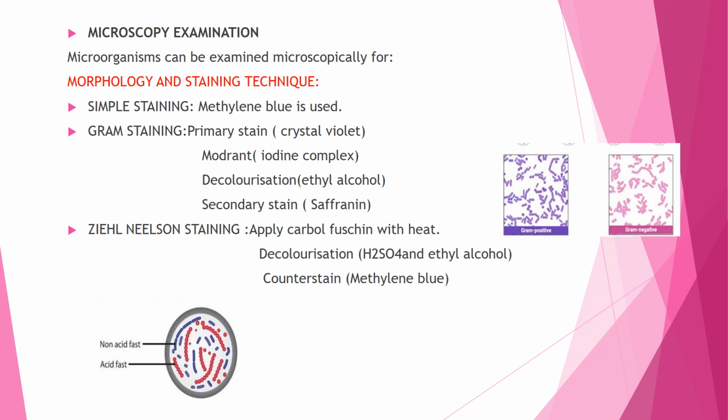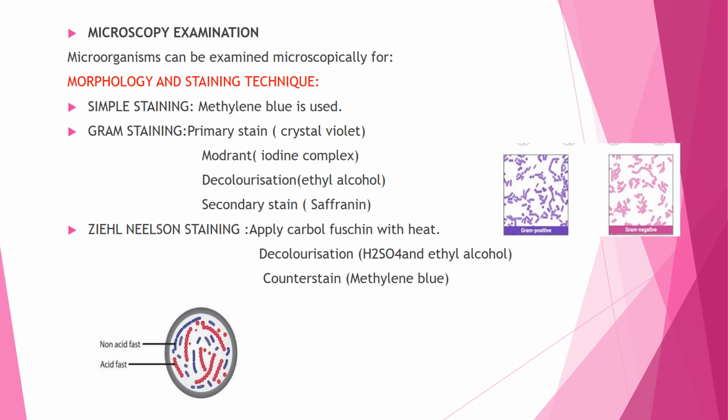Microscopy examination. First is the microscopy examination. Microorganisms can be examined microscopically. For this, staining techniques are used to identify the organisms. Stains we use are simple stain, Gram stain, Ziehl-Neelsen staining, Giemsa stain, and spore stain.